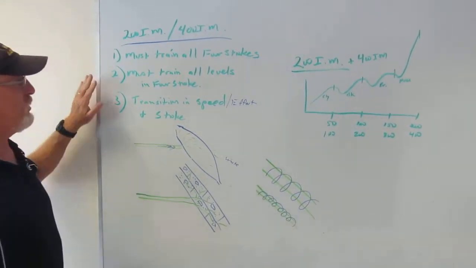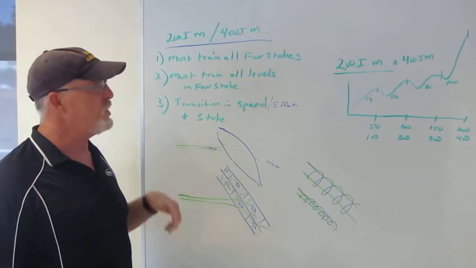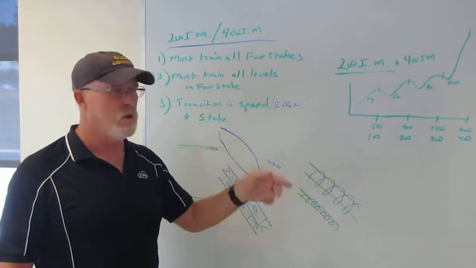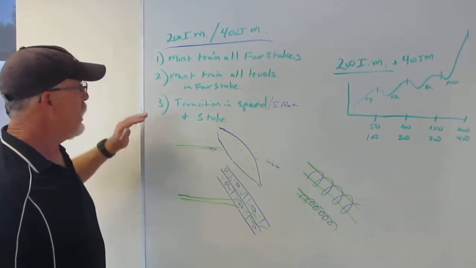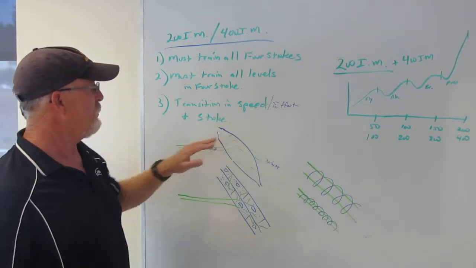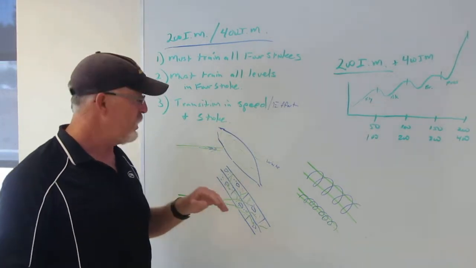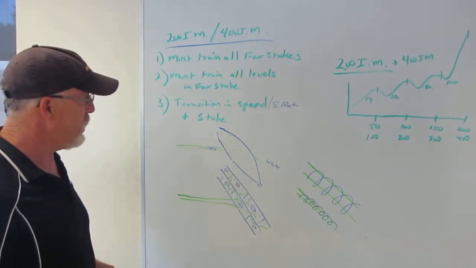But not only do you have to train all four strokes, you need to train all the levels of the strokes. You need to train at 150 heart rate, 160 heart rate, and we'll explain why. And then you need to understand that there are transitions not only in speed and effort, but there are transitions during the stroke itself. And I want to take a few minutes to talk about that.